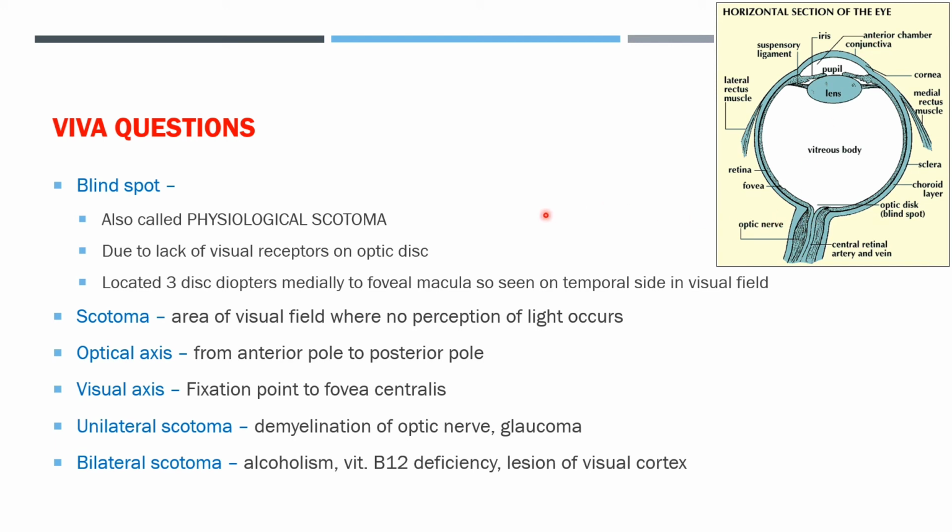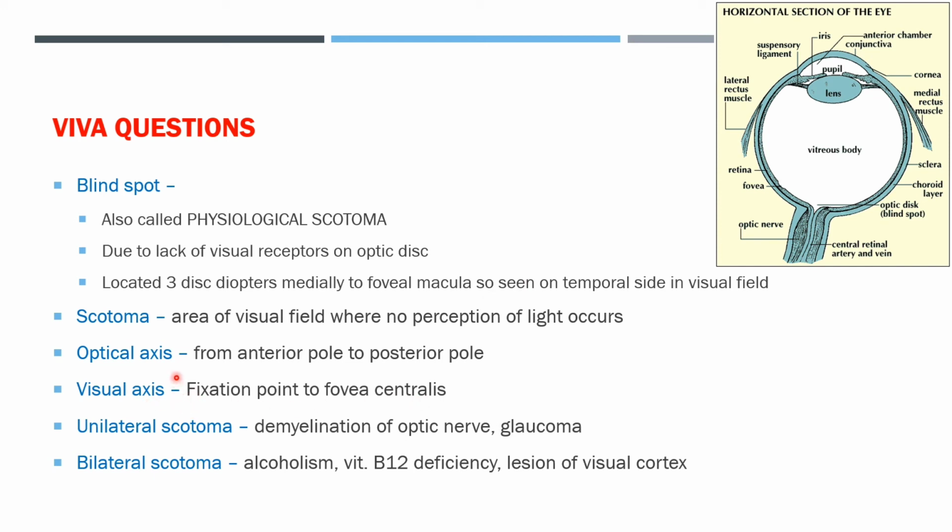As I said, scotoma is the area of the visual field where no perception of light occurs. Optical axis is the axis from the anterior pole to the posterior pole of the eyeball. So this is the optical axis. Visual axis is from the fixation point to the fovea centralis. It is different from the optical axis.